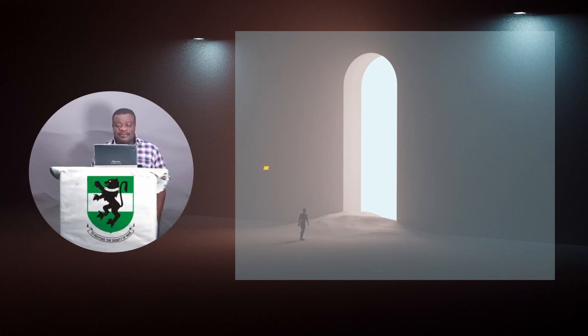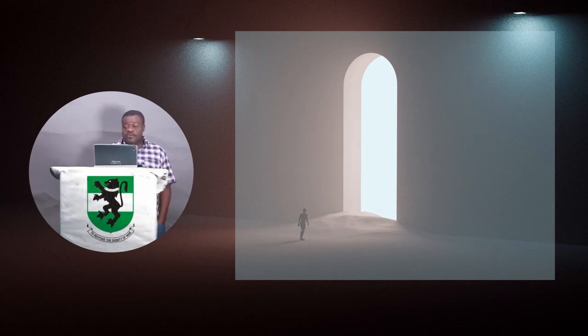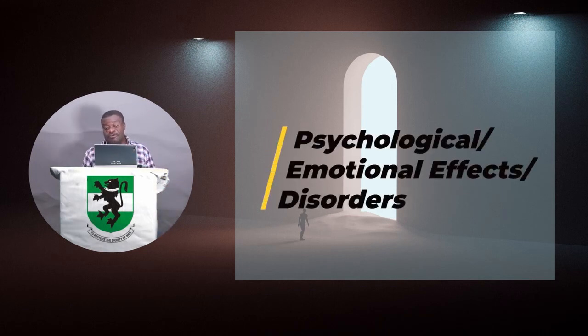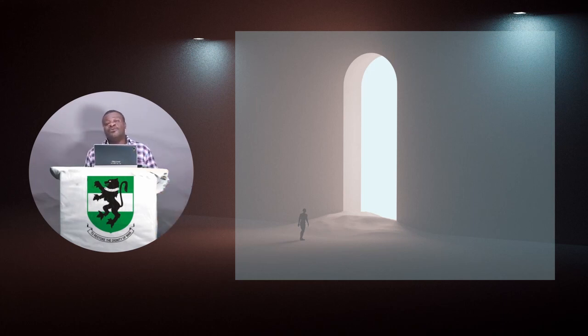Then, what is the impact or what are the effects of urban conflicts? The first one is emotional effects or psychological well-being. Urban conflict can produce fear, anxiety, tension, an air of danger, and even anticipatory hazard, which affects people's psychological and physical well-being.